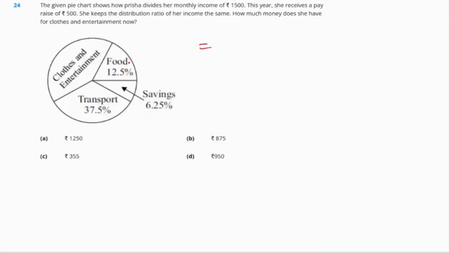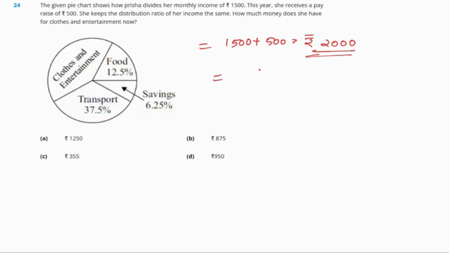So, in this question, the given pie chart is showing how Prisha divides her monthly income. Her actual monthly income is rupees 1,500 only. This month, she gets a pay raise of 500. So here her income is 1,500 plus 500, which is equal to rupees 2,000 this month. But the distribution ratio is the same for all the things like food, savings, transport, etc.